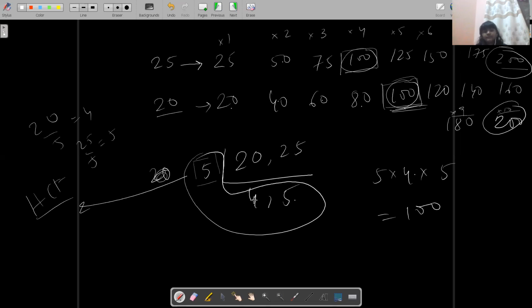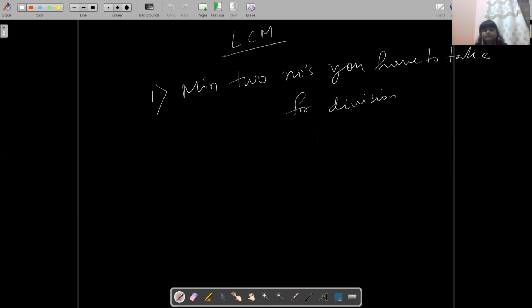But this 4 can be divisible by 2, but I did not do that. Here I have taken only 2 numbers, though. If there are 3, 4 numbers, if the minimum 2 numbers are divisible by something, you have to take it. I'll come to that portion just after some time. So this is the main rule, and the other rules I'm writing now.